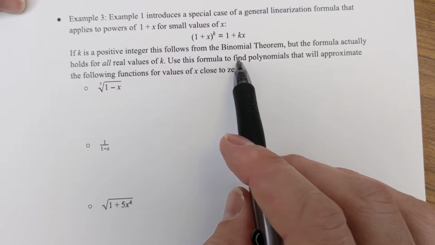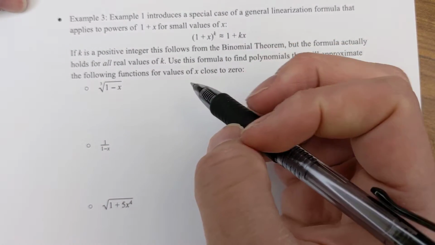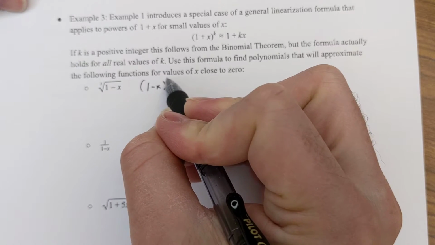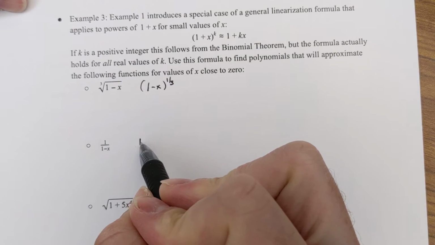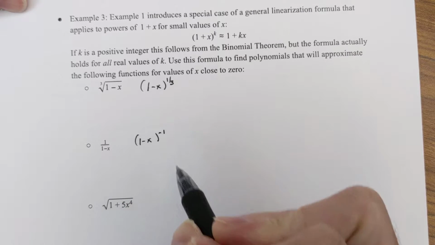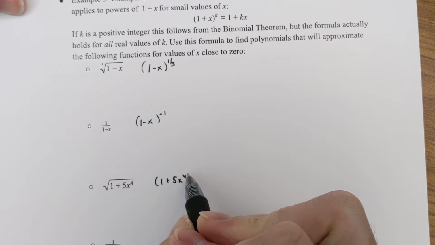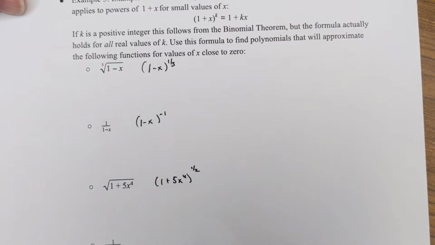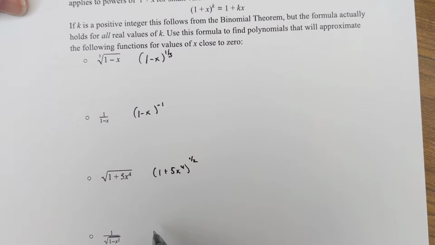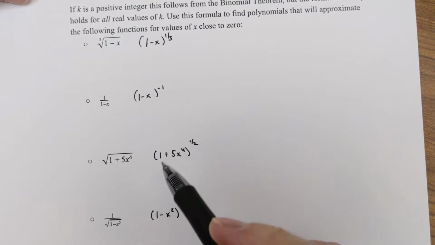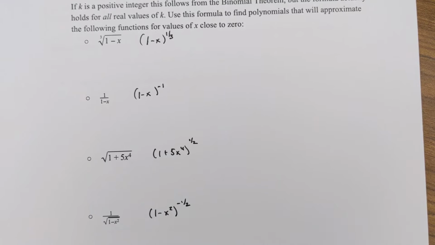I use this formula to find polynomials that approximate these. So this is (1 minus x) to the 1/3. This is (1 minus x) to the negative 1. This is (1 plus 5x to the 4th) to the half. And this is, let's see here, we'll rewrite all these first. (1 minus x squared) to the negative half. Then we just need to go back and figure out what these all come out to be.